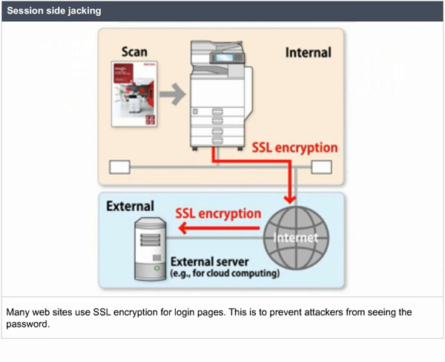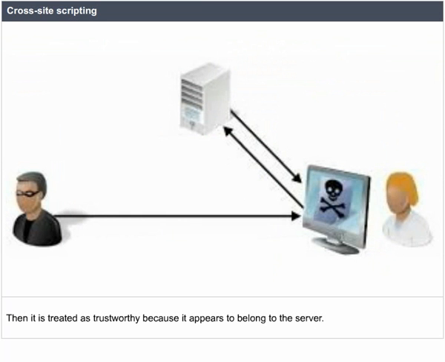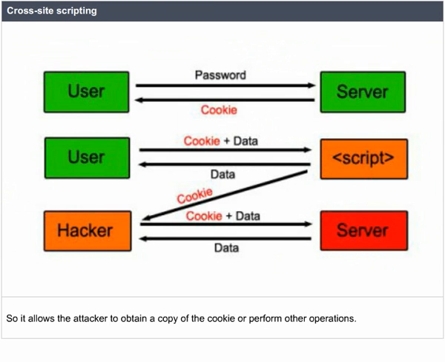Cross-site scripting. In cross-site scripting, the attacker tricks the user's computer into running code. Then it is treated as trustworthy because it appears to belong to the server. So, it allows the attacker to obtain a copy of the cookie or perform other operations.